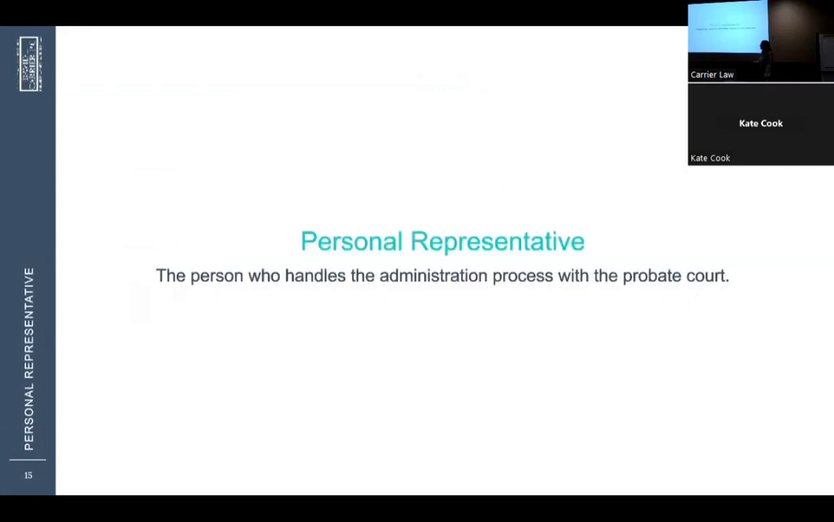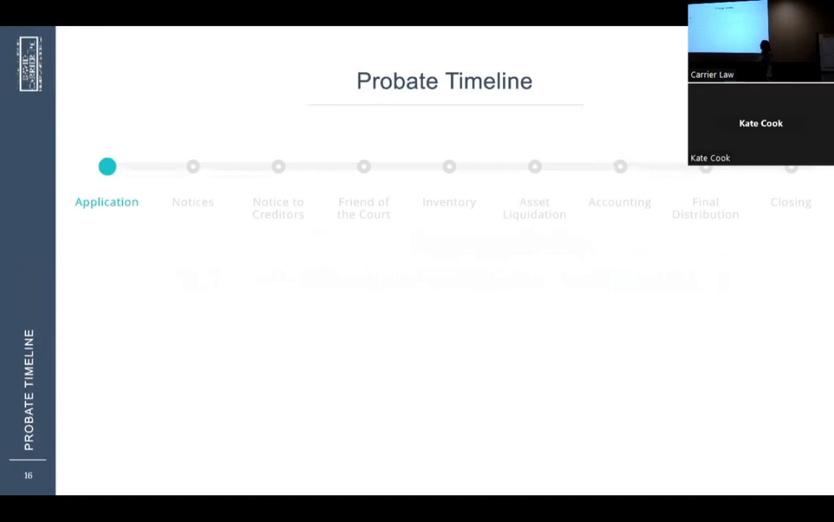A personal representative, this term is often used interchangeably with the term executor, and this is the person who handles the administration process with the probate court. In a will, there will be a section that indicates who the decedent wanted to name to be the executor for their estate. That is the personal representative.